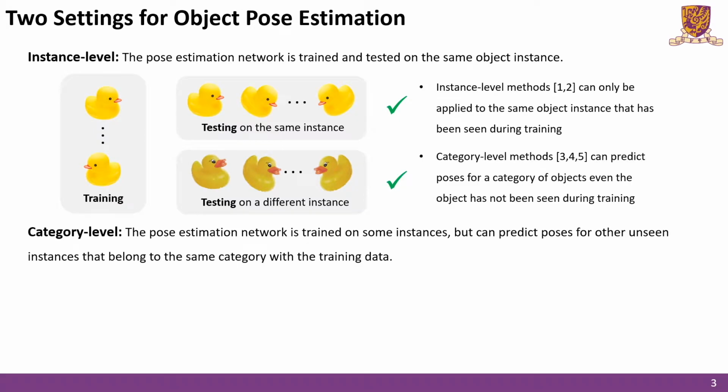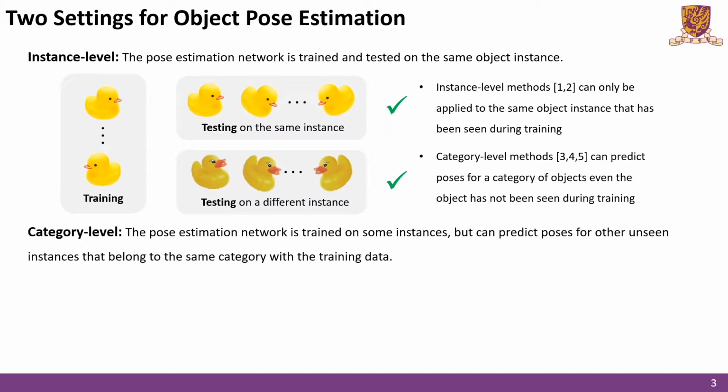The second setting is category-level object pose estimation. In this setting, the network is trained on various instances, and then it can be tested on other unseen instances that belong to the same category as the training data. For example, if we train the network on this duck, the network is able to estimate poses for different ducks, which means that the network has a category-level pose estimation ability. Our method targets the second setting.